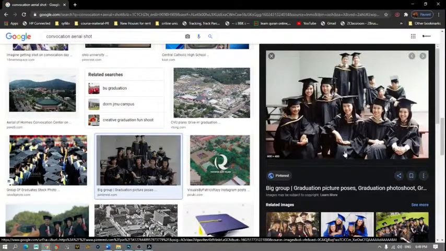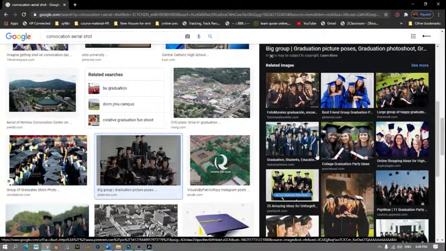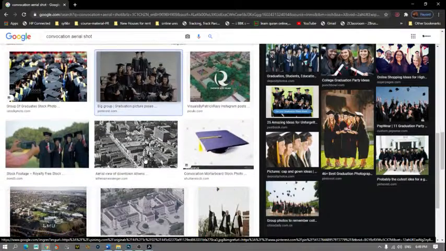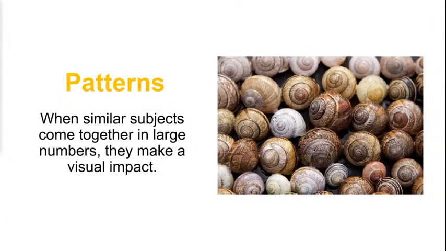Making a pattern, they all are wearing graduation gowns. Okay, so that's how it usually works. So this is how you take the picture of patterns.